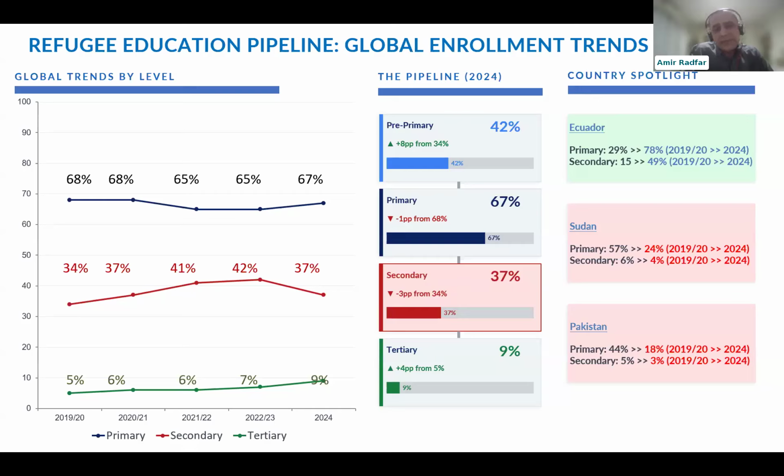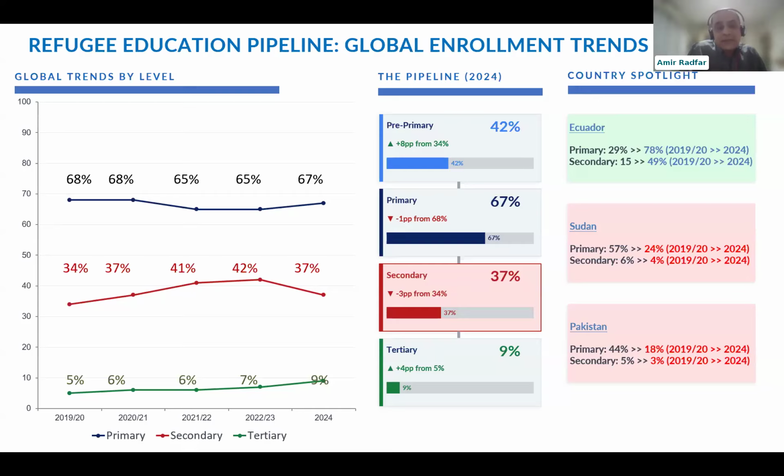Of course, with secondary education, we have some issues. That's why we see the drop from 42% to 37%. Of course, this is the global average. But you see that for primary and pre-primary, the numbers are still good.